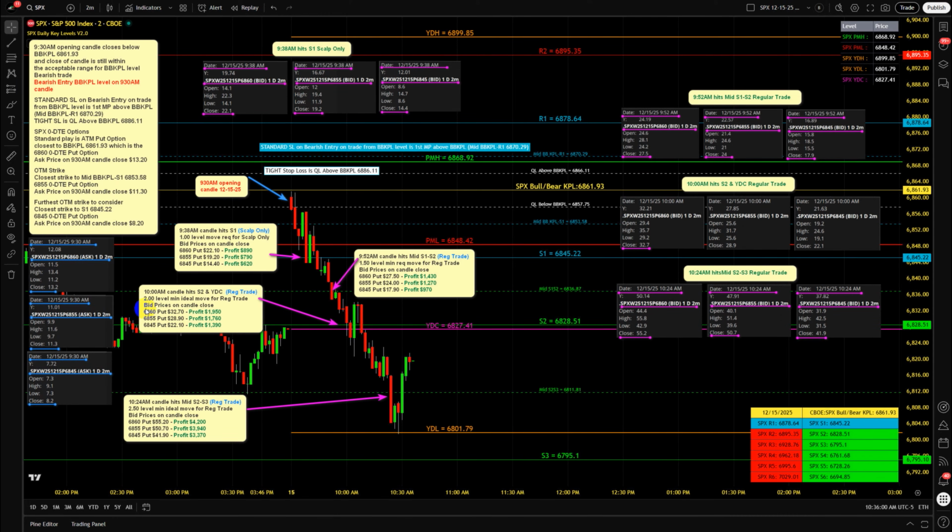At 10 a.m. the candle hits S2 and YDC. YDC was yesterday's daily close, in this case Friday's daily close. That's a 2-level minimum ideal move for a regular trade. What we mean by minimum ideal move is that on most low to moderate or normal volatility days, a 2-level move is generally going to be the extent of a move from a bullish or bearish trade off of either the bull bear key price level or taking a bullish or bearish trade off of the other key levels.